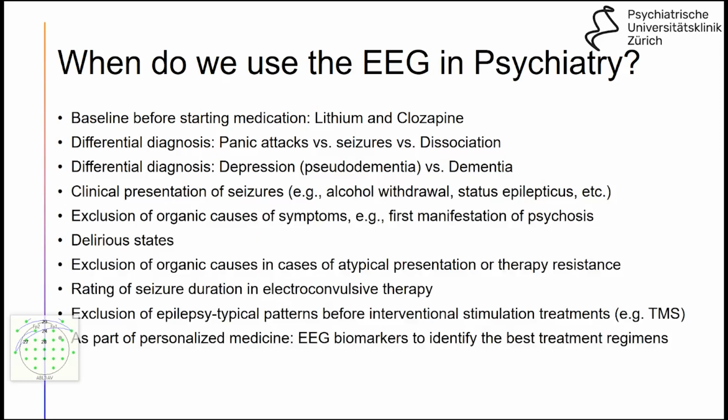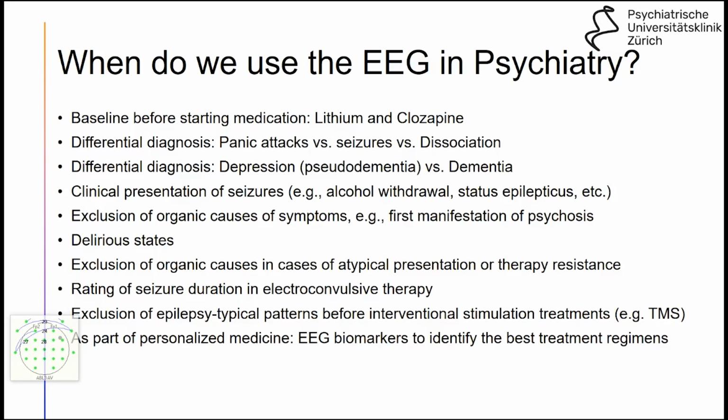So there's a baseline EEG before starting medication with lithium and clozapine. This is due to the bad effects it could have on the CNS. That means you could have epileptic seizures following clozapine. You can have delirious states after having too much lithium. So this is why you take an EEG beforehand to see how the system looks before you put some medication into it. You need it for differential diagnosis, for example, to differentiate panic attacks versus real seizures or dissociative disorders.